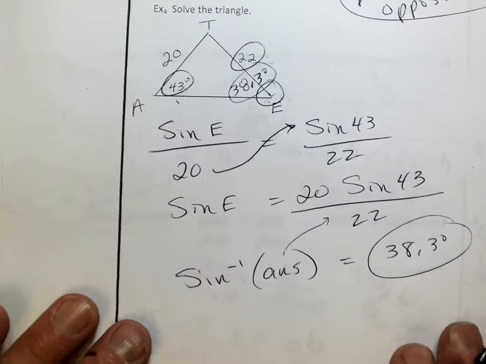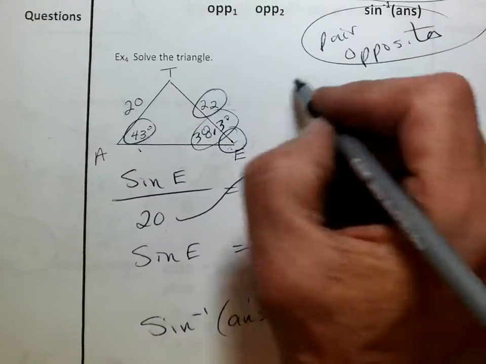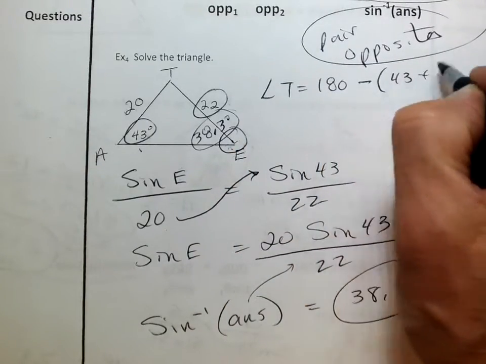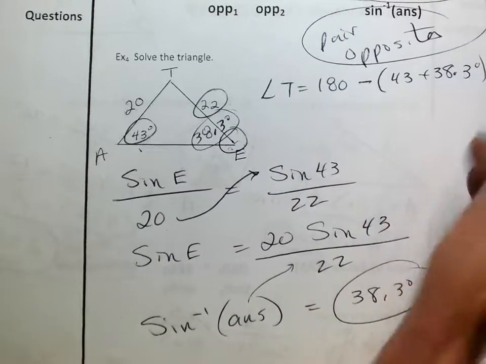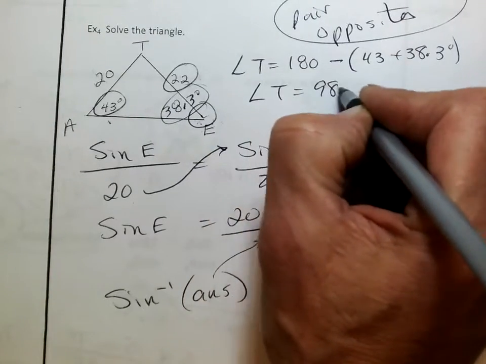Okay, now cruise along. What should I find next? Well, angle T, right? Because I've got 2 of the 3 and I know in a triangle there are 180 degrees, so I can find angle T next, okay? Angle T is easy. Angle T is equal to 180 minus my 43 plus my 38.3 degrees, right? I'm just going to use my calculator to go 180 minus parentheses 43 plus 38.3, and I get an answer of about 98.7. Angle T is about 98.7 degrees.